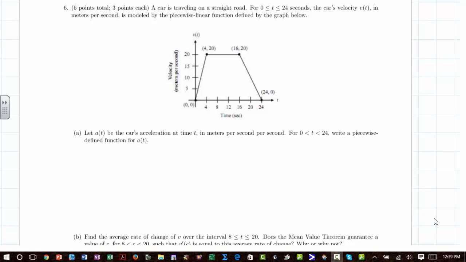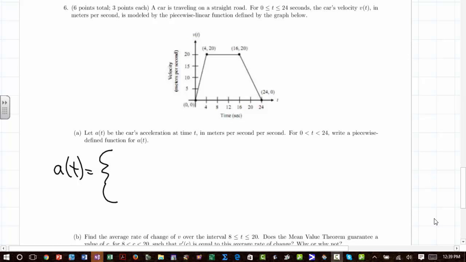Okay, here's problem number 6 from assignment number 8. A car is traveling on a straight road, and for 24 seconds, the velocity is given with that piecewise graph. Let A be the acceleration at time t in meters per second. For 0 to 24, find the piecewise function that defines A of t. All right, so we got A of t is a piecewise function.